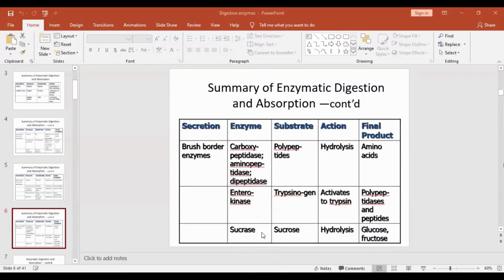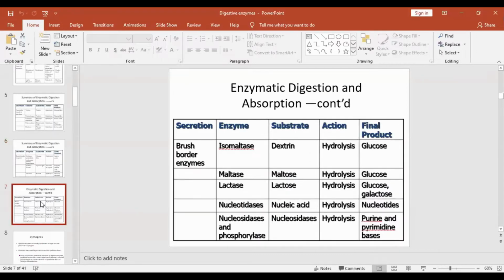Similarly, by the name sucrase, the substrate will be sucrose, a carbohydrate. Carbohydrates, actually disaccharides, are generally broken down by these cross-border enzymes present in the small intestine tract. Hydrolysis gives glucose and fructose. These are the products when the disaccharide sucrose is hydrolytically broken down.